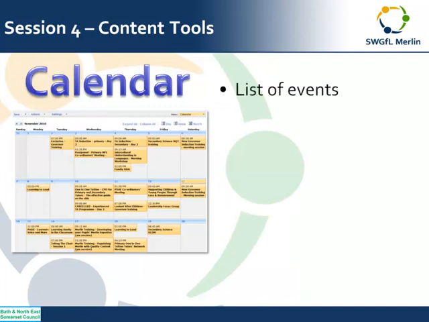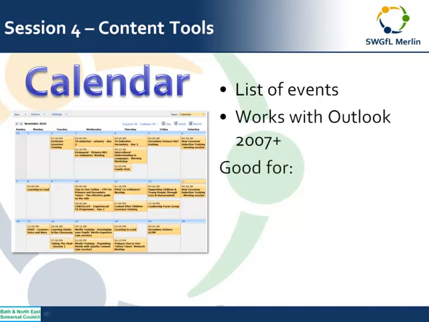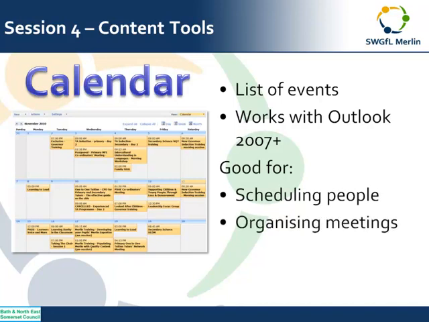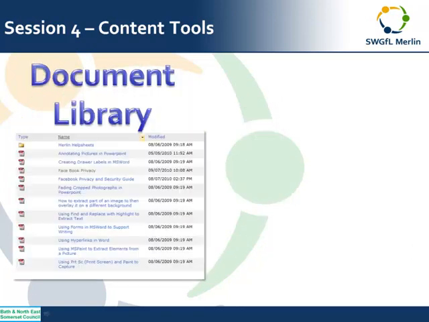A calendar is a list of events, and the calendars within Merlin can be synchronized with Microsoft Outlook 2007 editions and beyond. Calendars are good for scheduling people and organising meetings, and they can also be used to coordinate resources.